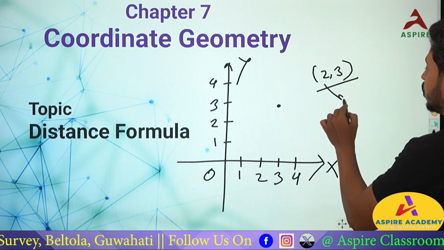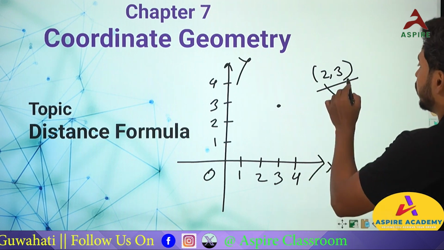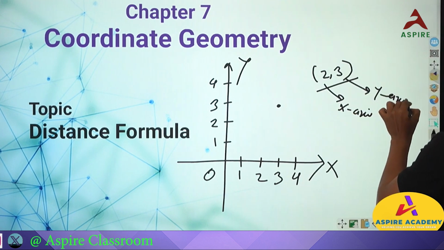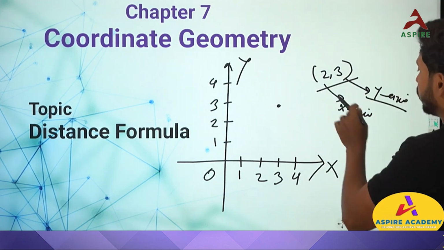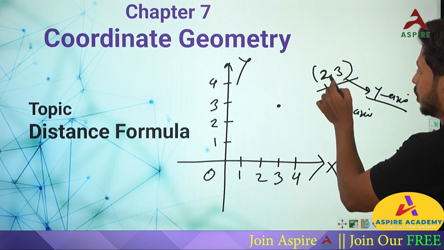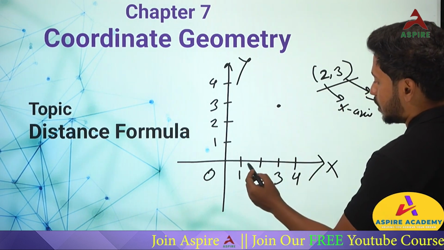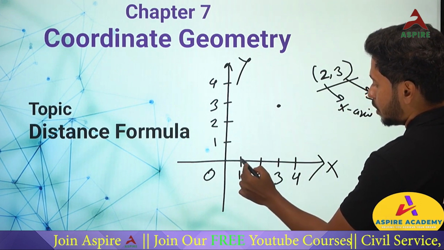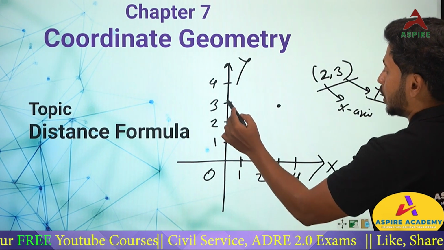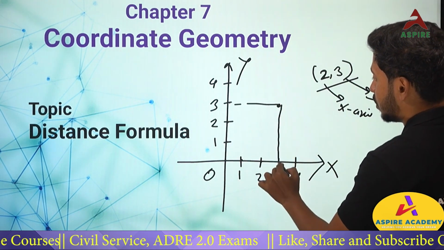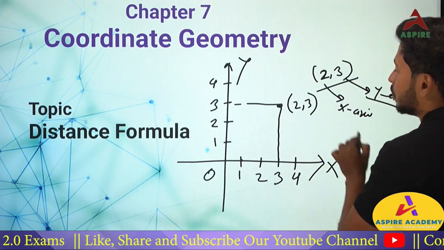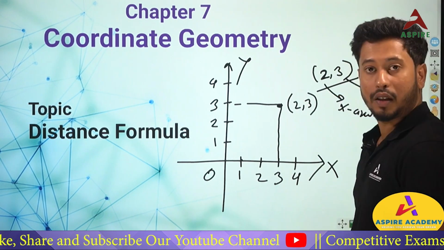So what is 2 here? 2 is the x axis, and 3 is the y axis. That means what? Here, x axis means from the origin we have to measure 1, 2, this is the 2, and 3 is 1, 2, 3. So we can say this is the point, right? So we will all know this thing, how to locate a point or how to plot a point in the graph.